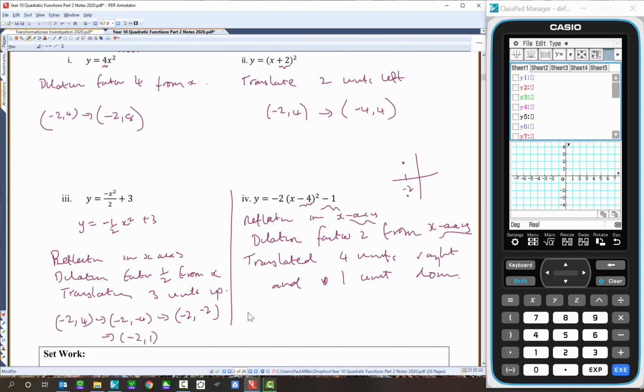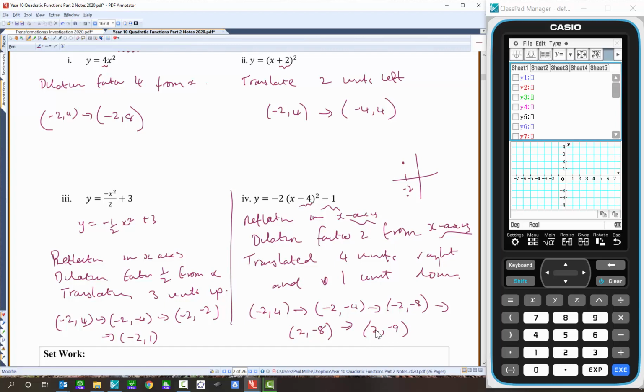And again, try out the table of values to see the ramifications of that if that seems a little bit odd. Now let's track the movement of the point negative 2, 4. It gets reflected in the x-axis, which negates the y value. It gets dilated by a factor of 2 from the x-axis, so negative 2, negative 8. It gets translated 4 units to the right, so that's 2, negative 8. I've just added 4 to the negative 2. And finally, it goes 1 unit down, so it becomes 2, negative 9.